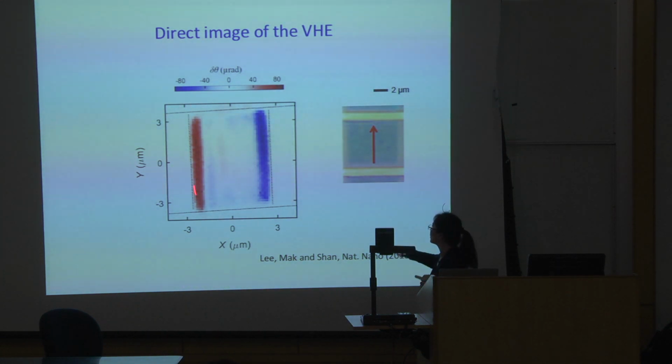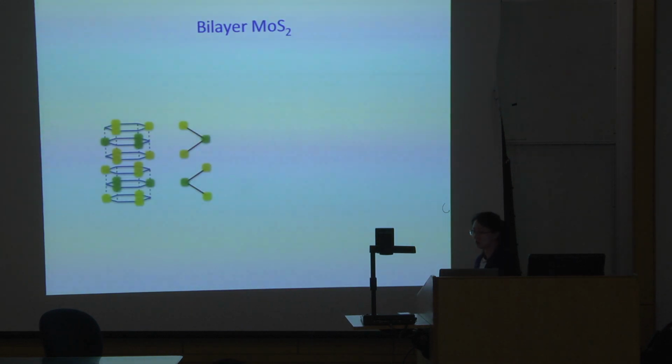And then if you have the resolution, you can analyze what's happening at the edges. You can extract things like the mean free path of the valley pseudospin, things like that. So by playing with symmetry, you can also control this effect.